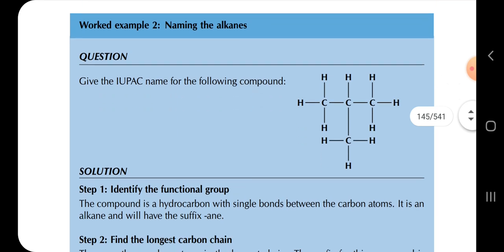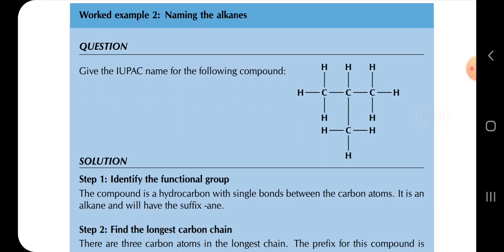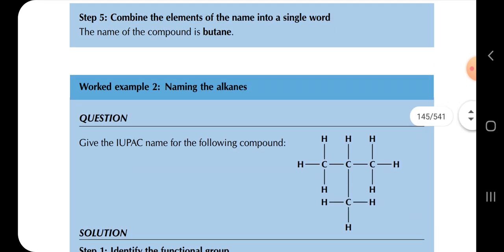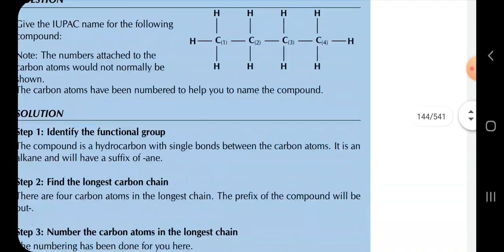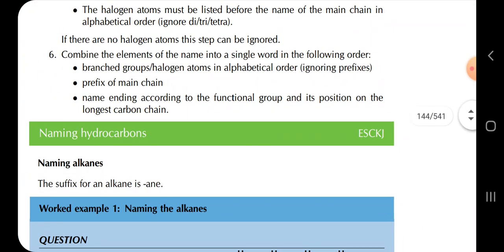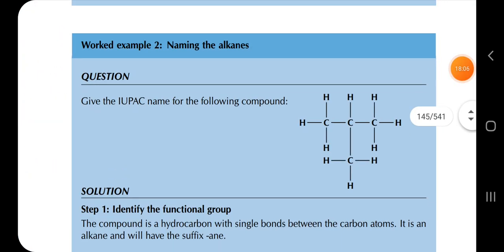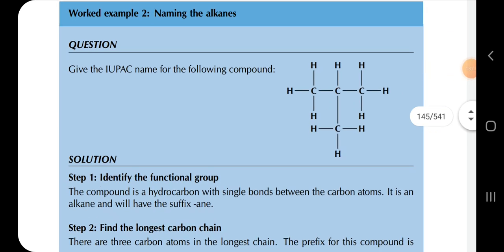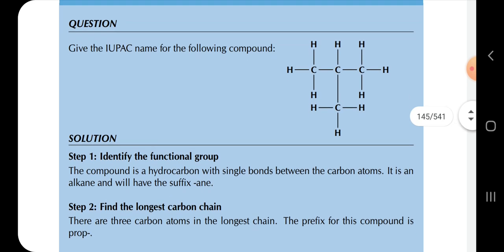Number 2, we're going to name... we are still on the same example, but these alkanes now have a branch. This is a good example. You're asked to give the name for the following compound. Step 1, identify the functional group. This is just carbon and hydrogen with single bonds, so this is an alkane. We just know by the structure.